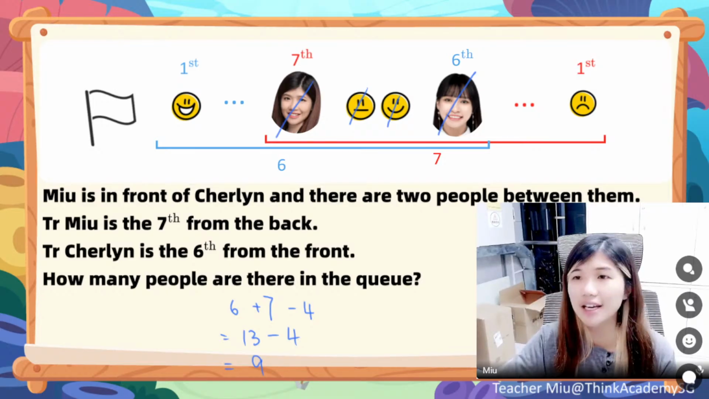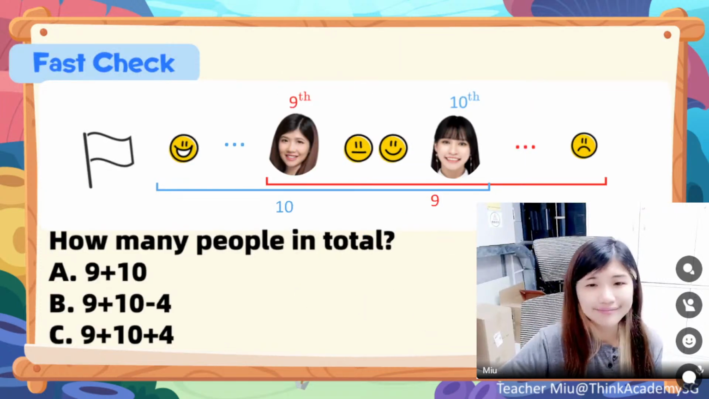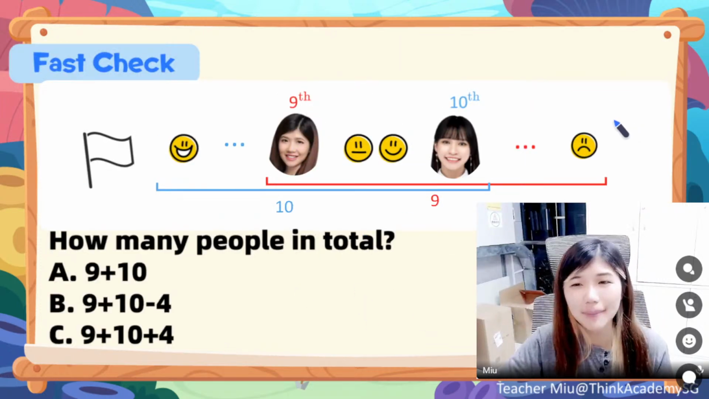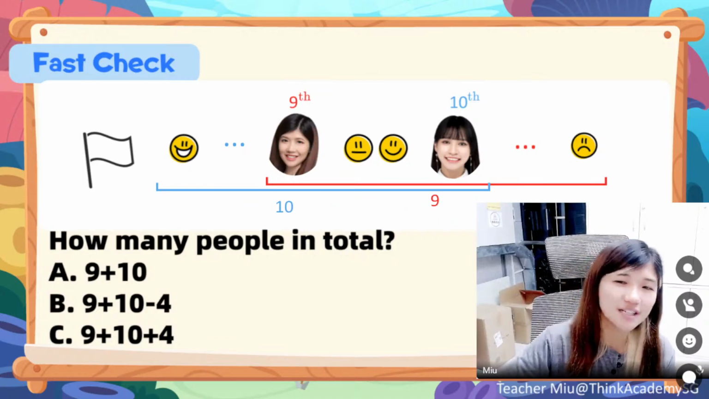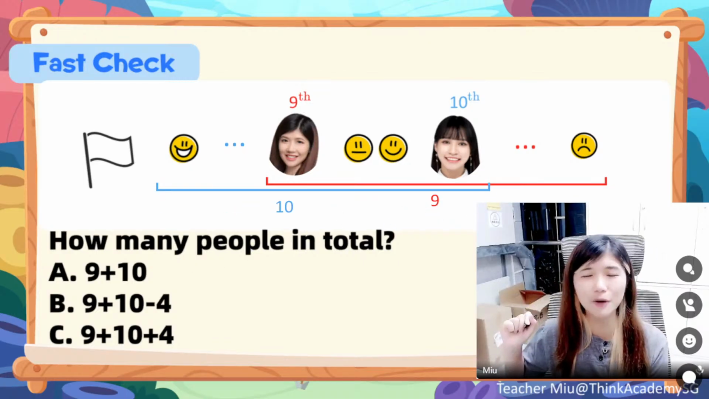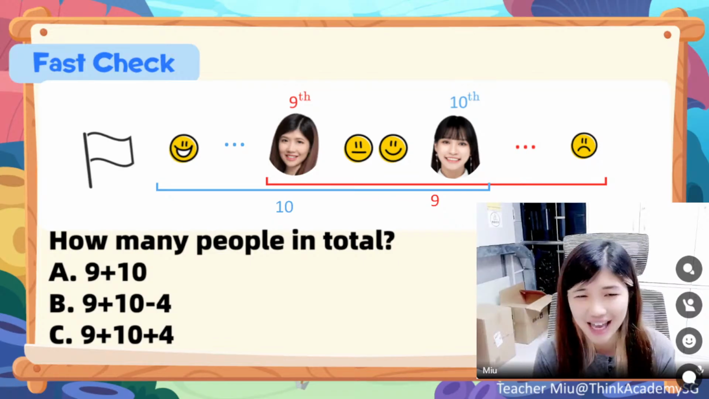Talking about taking out the overlap, let's just try one like this one. Mu is the 9th from the back. Charlene is the 10th from the front. So can you tell me all together how many people in total? Can I say it's A or B or C? Any idea?